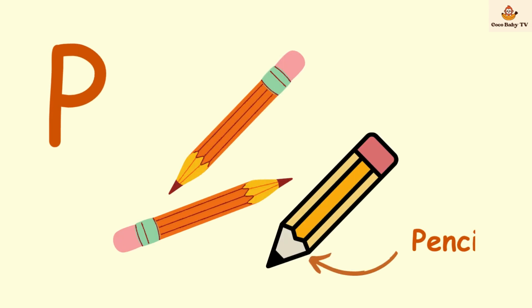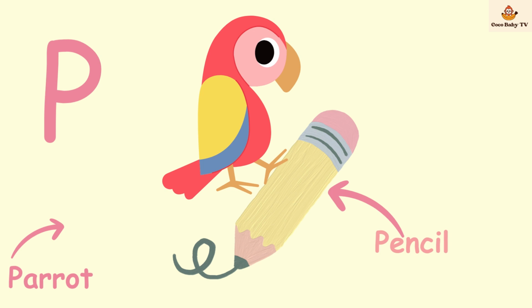P is for pencil. P is for parrot. P is for pencil. Parrot sitting on a pencil.